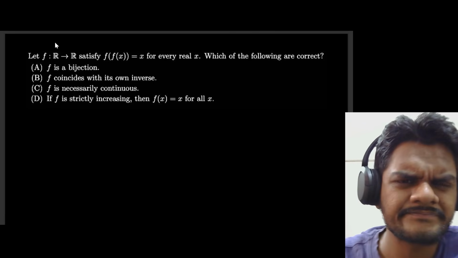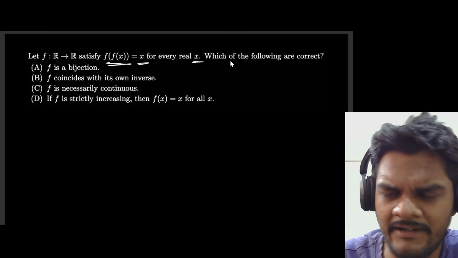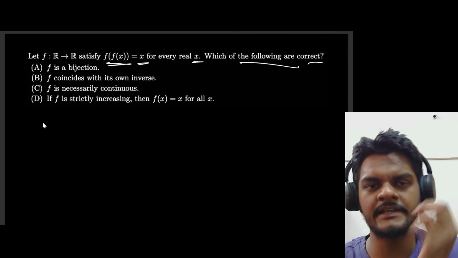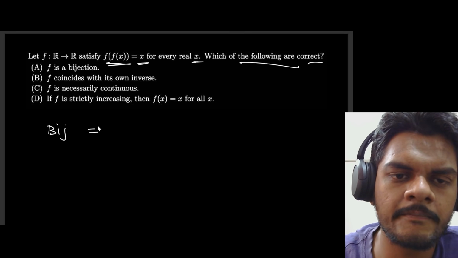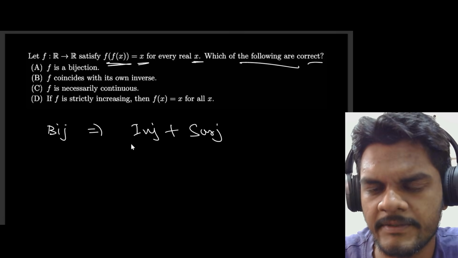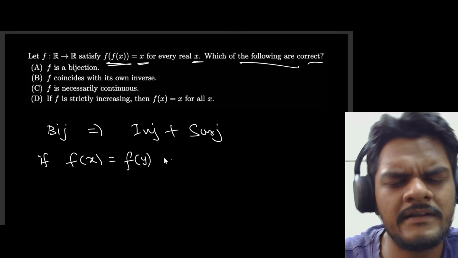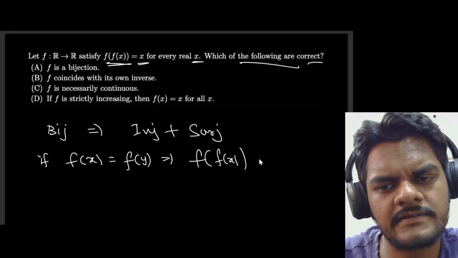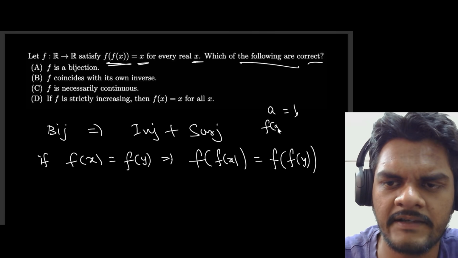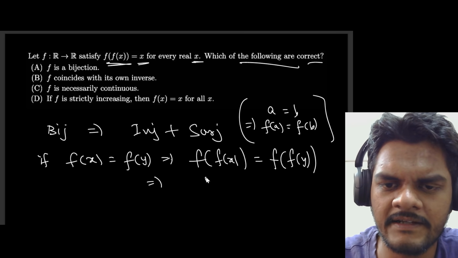F from R to R satisfies f of f of x is equal to x for every real value of x. Which of the following are correct? F is a bijection. Okay, what does a bijection mean? Bijection implies injection plus surjection, right? Injection means if f of x equal to f of y, doesn't that imply f of f of x is equal to f of f of y? Because if a equal to b, f of a equal to f of b. I'm simply using this property, and this should be implying that x is equal to y.